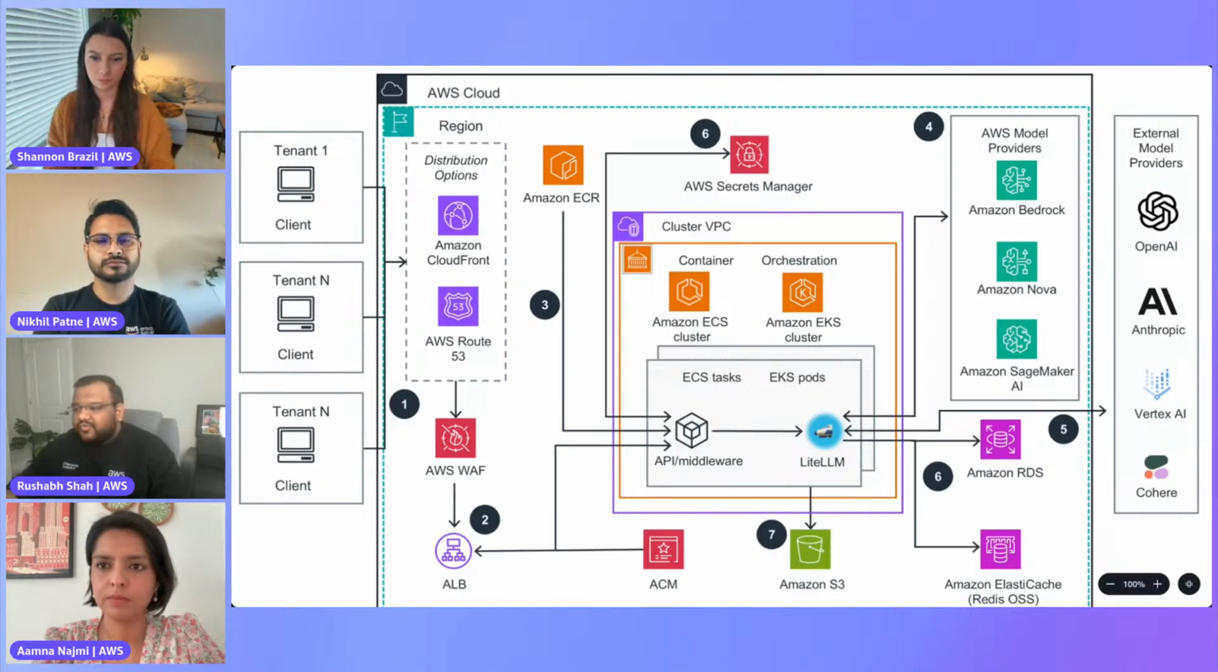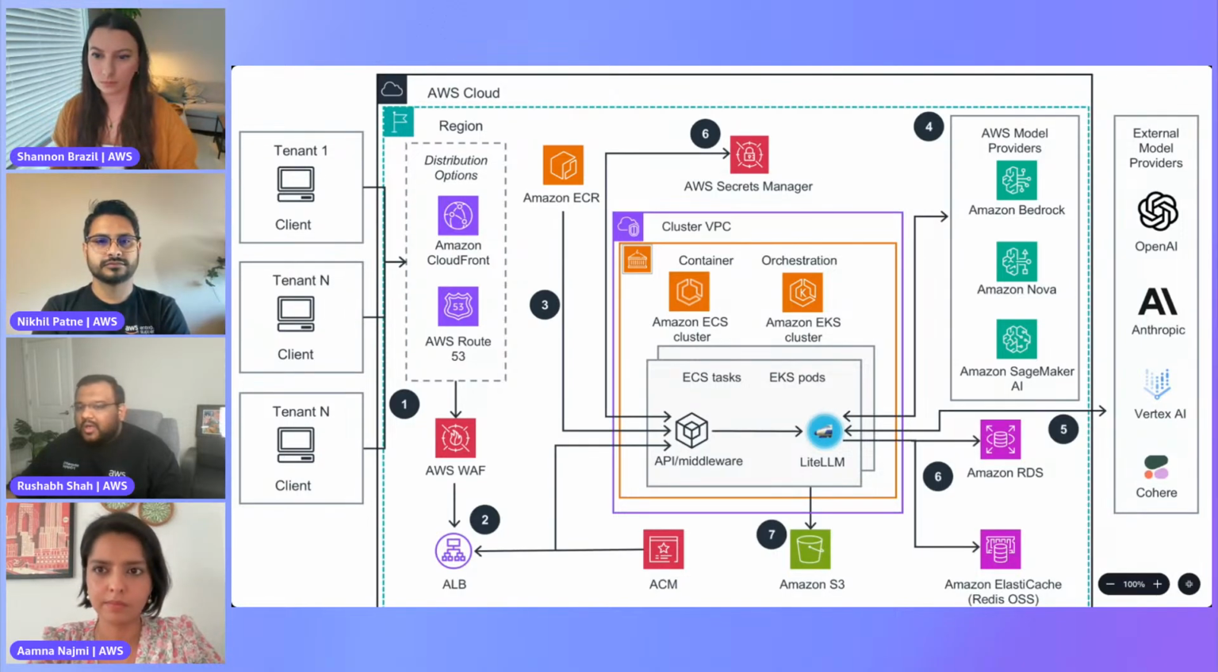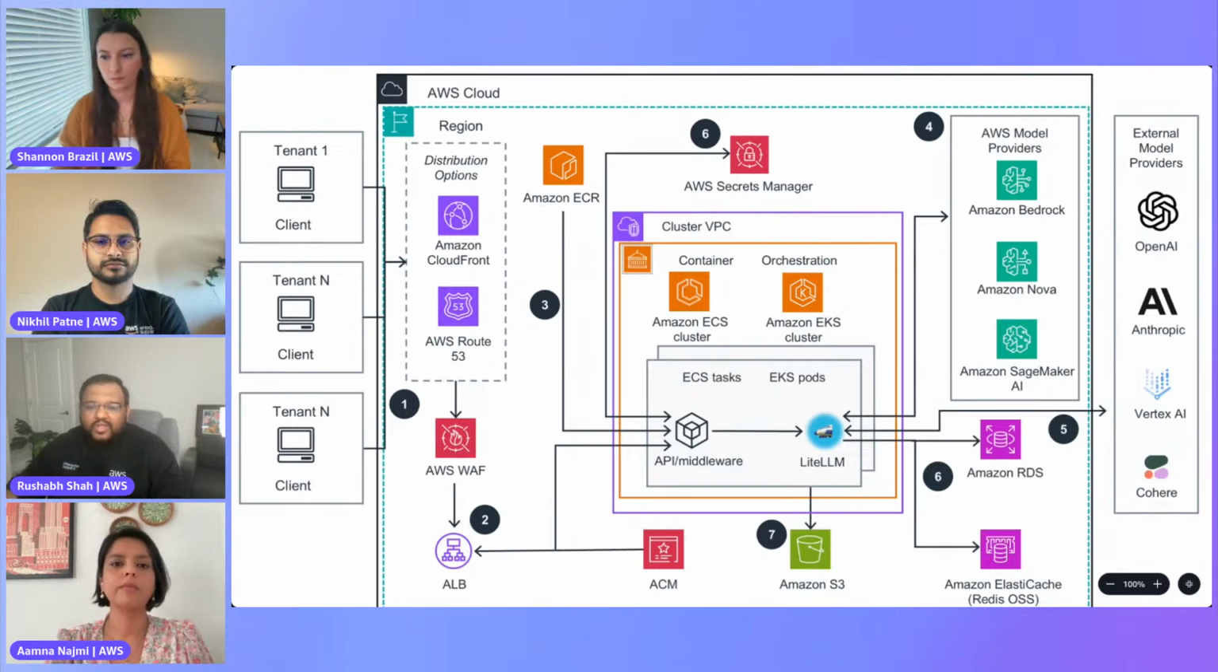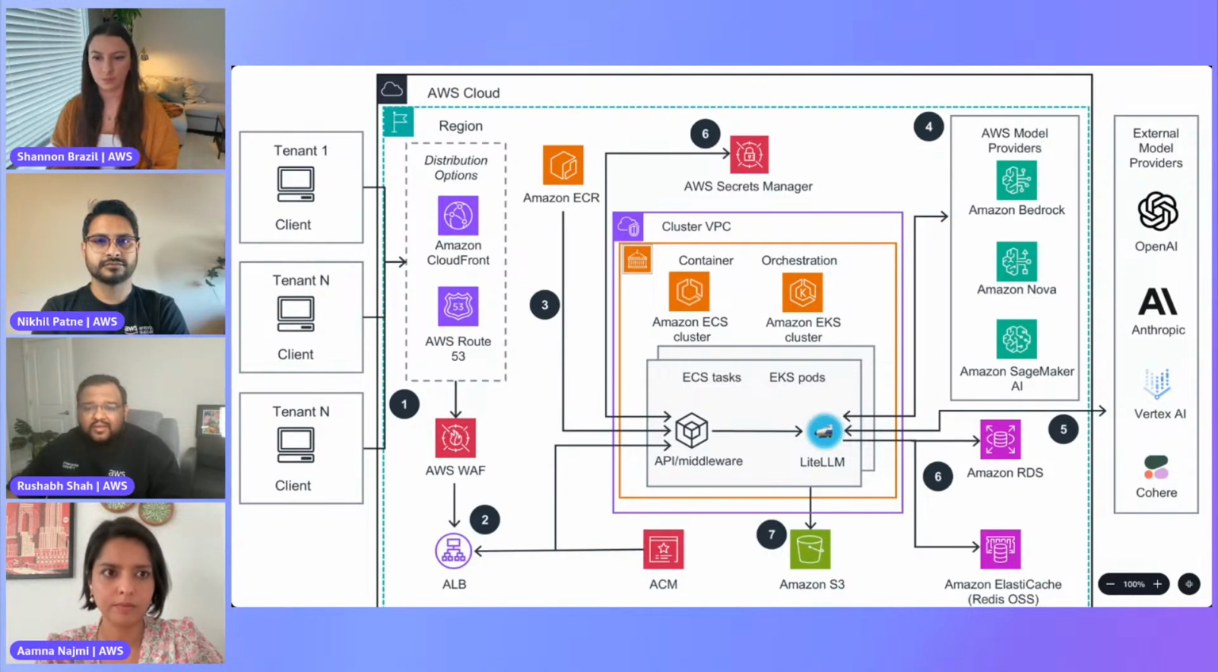Then in the center, you see there is API middleware and LiteLLM. The container images for those are built during the guidance deployment and pushed to Amazon ECR, which is Elastic Container Registry. And as you can see in the center, LiteLLM provides a unified application interface for the configuration and interacting with the LLM providers, which is the main thing.